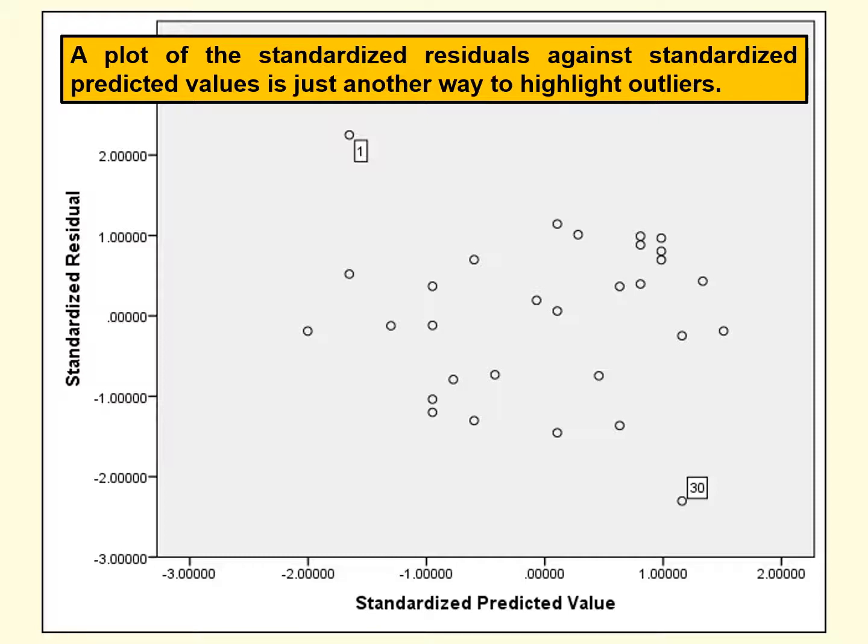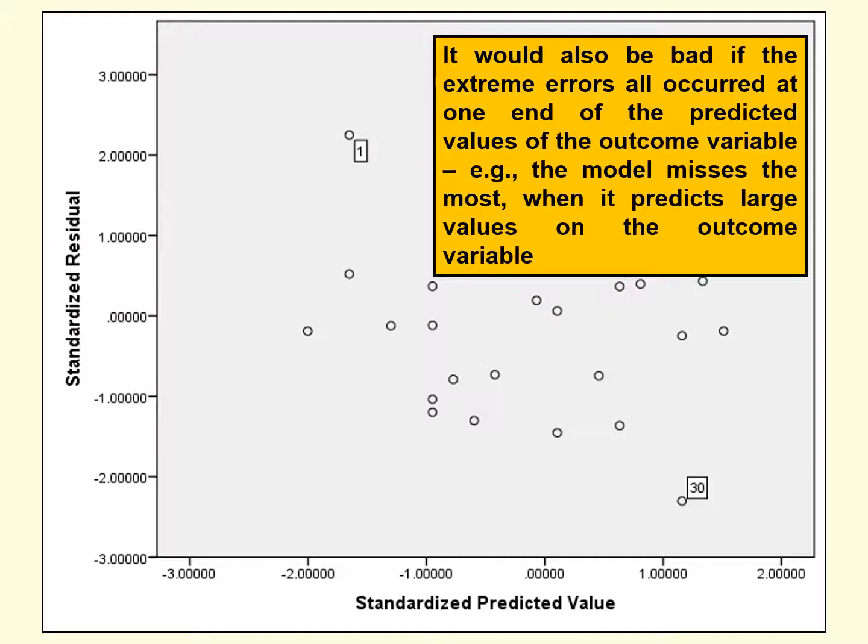And surprise, surprise, because this is fake data the way I set it up, it's the same two cases, case number 1 and case number 30, that are these unusual outliers. This suggests that when we're predicting at the low end of prediction, the model makes a pretty big error, and when we're predicting at a relatively high end of prediction, the model makes another rather big error. So just to repeat that, or further that point, it would be bad if extreme errors all occurred at one end of the predicted values. Like if the model misses the most when it's predicting large values for the outcome variable, or it misses the most when it's predicting small values for the outcome variable.